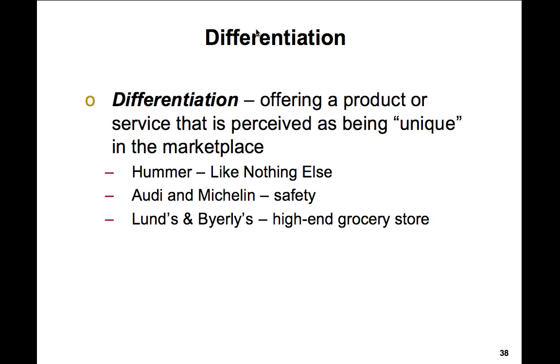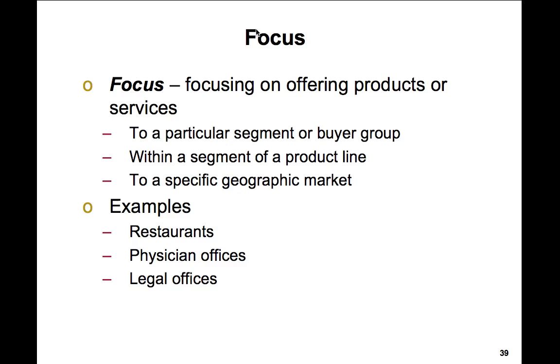Audi and Michelin, their safety. So people, when they think of an Audi, they think of Michelin in terms of the tire company, Pirelli, I think performance. So that kind of differentiates things, high-end supermarkets and things like that. Or focusing the business, focusing on offering products and services at some sort of niche market, some sort of segment. So to a particular segment or a buyer group within a segment of a product line.